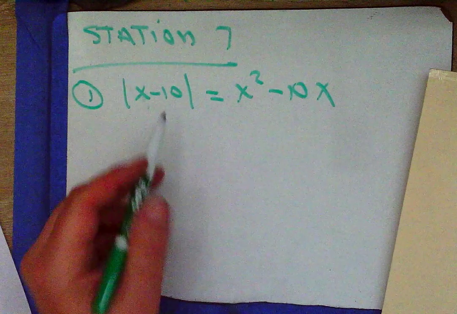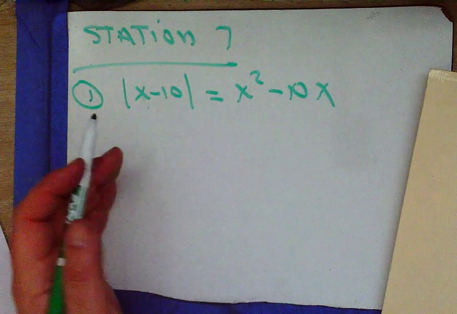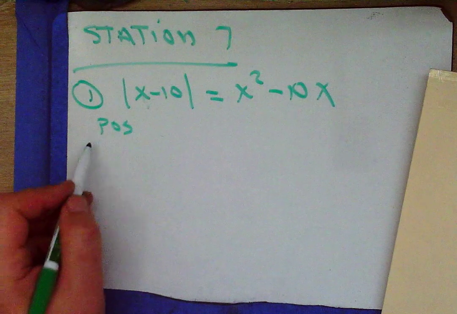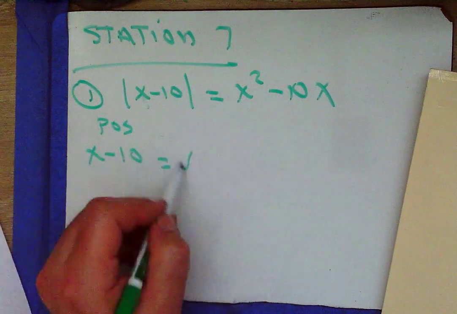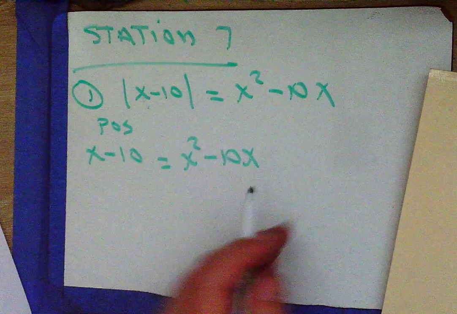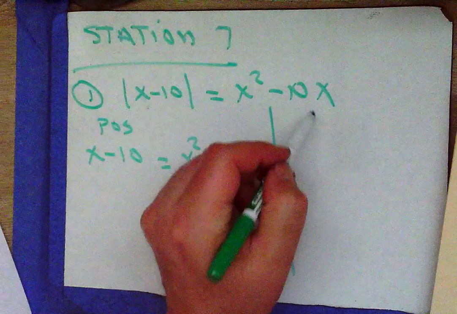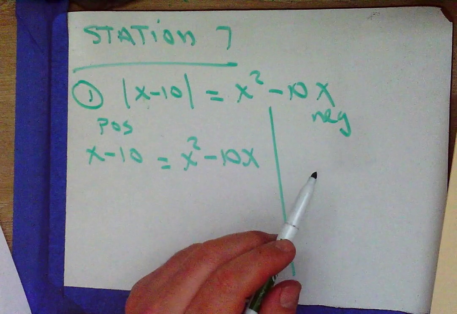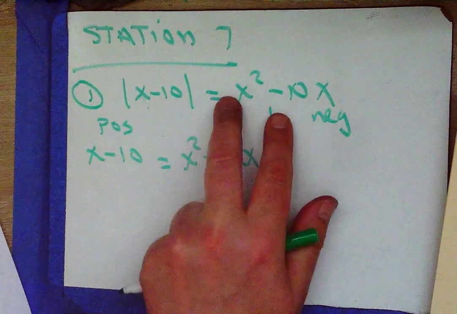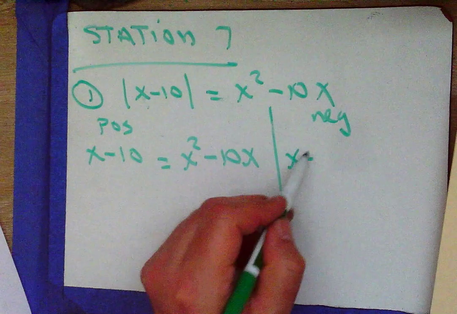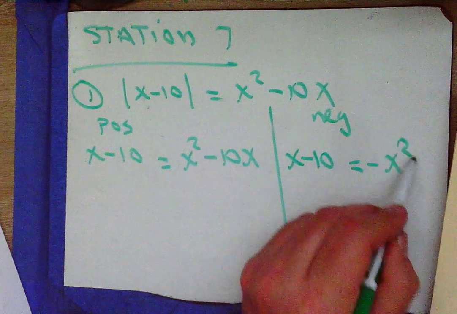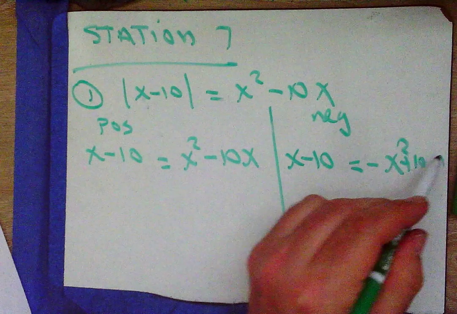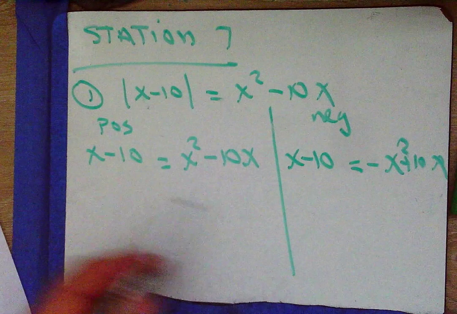Okay, the absolute value is isolated. There's nothing else over there with it. So I'm going to write the positive component, which is just x minus 10 equals x squared minus 10x. But I'm also going to write the negative component. Remember, to make the negative component, we have to change both signs on one side. And I always change these signs. So I'm going to have x minus 10 equals negative x squared plus 10x. Oops. Plus 10x.